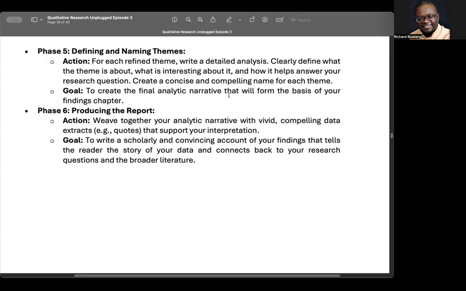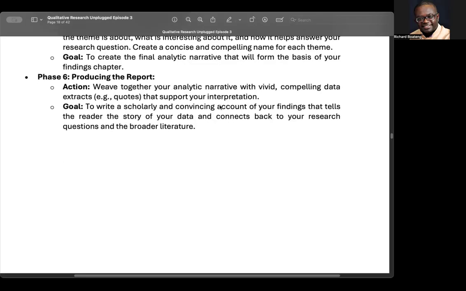And finally, phase 6 is producing the report. This involves weaving together your analytic narrative, your explanations and interpretations of the themes, with vivid, compelling data extracts, direct quotes from interviews, specific examples from documents or observations that support your interpretations. The goal is to write a scholarly, convincing account that tells the story of your data, directly addresses your research questions, and connects your findings back to the broader literature. That's the essence of the Braun and Clarke approach.